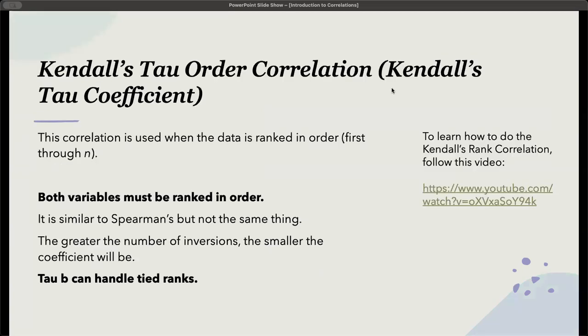Now, Kendall's tau is used when the data is in ranked order, first through n, and it's similar to Spearman's, but it does things in a different manner. The greater the number of inversions, the smaller the coefficient will be. Tau b can actually handle tied ranks. And again, I've got a link for how you can do this by hand. You can also do all three of these correlations in JASP.